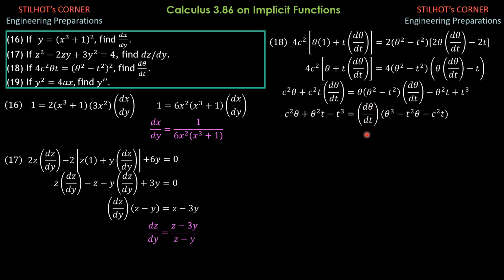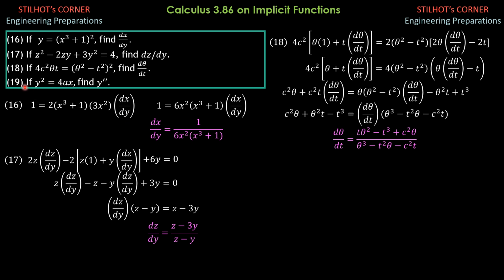So we can now have the final answer. d theta/dt is equal to t times theta squared. This is written first, then minus t cubed, then plus c squared theta, divided by theta cubed minus t squared theta minus c squared t. So that's it. That's the answer for number 18.